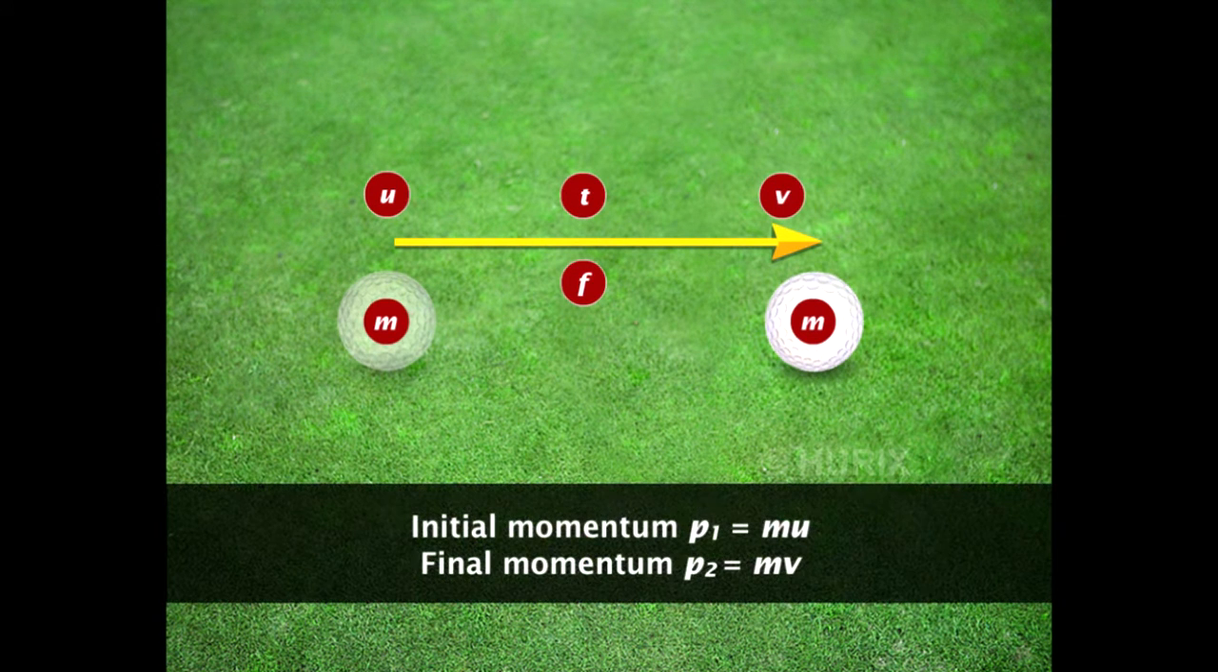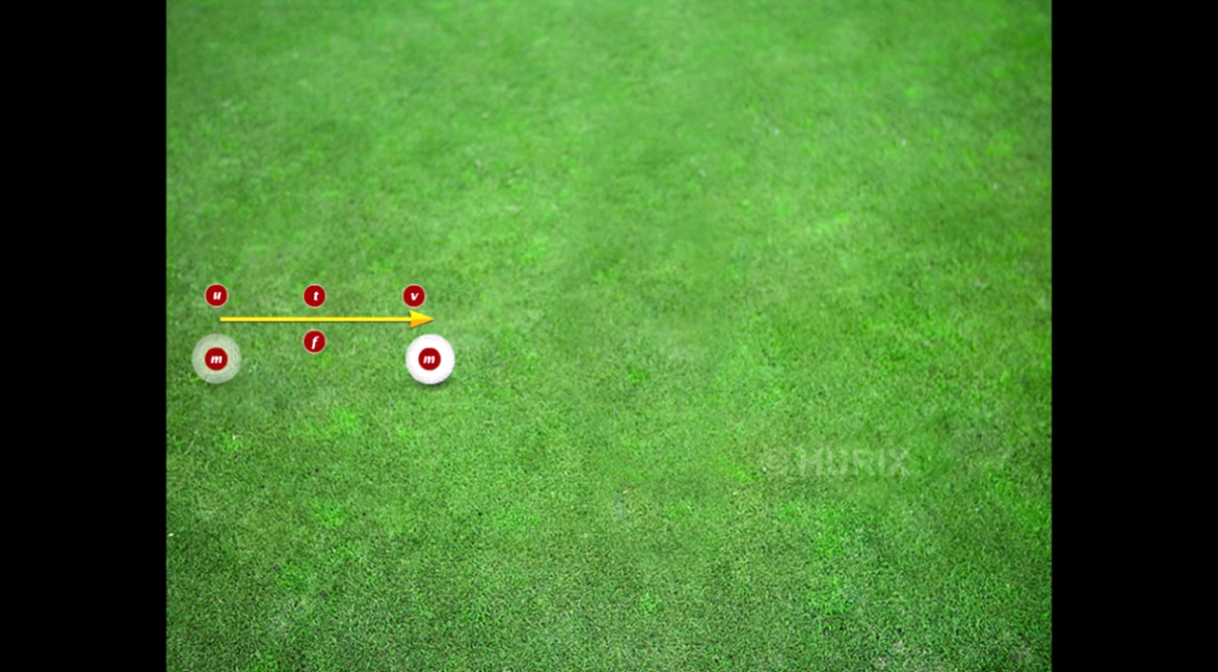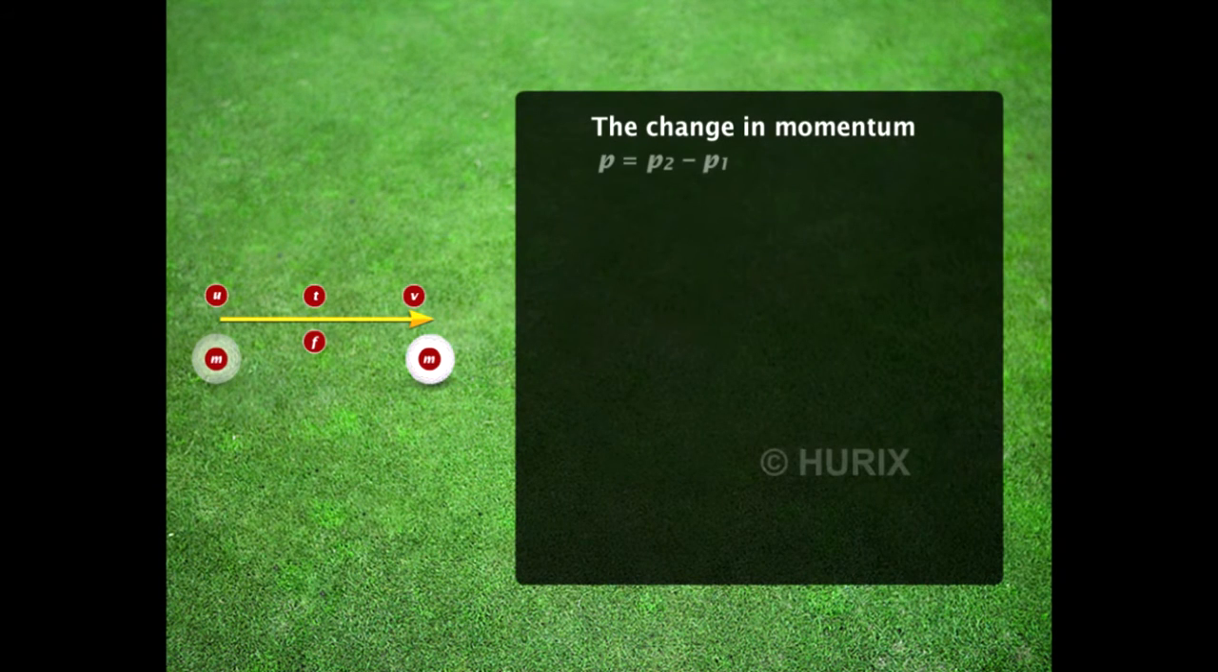Therefore, the initial momentum of the object p1 equals mu. The final momentum p2 equals mv. The change in momentum is p2 minus p1, or mv minus mu, which is equal to m multiplied by (v minus u).